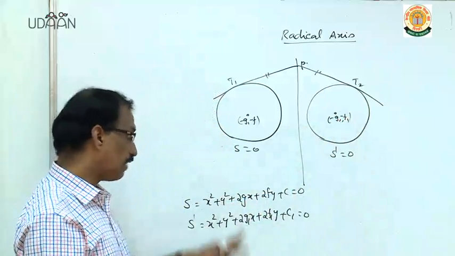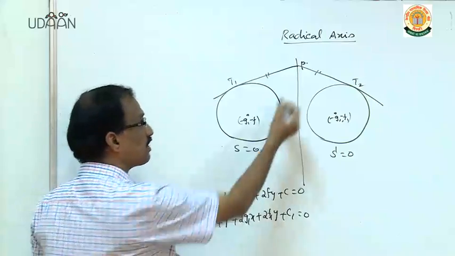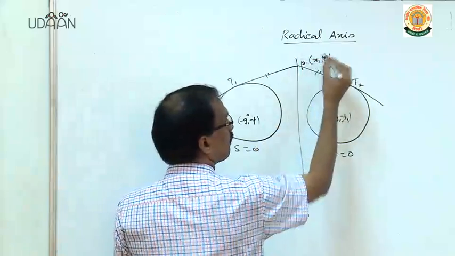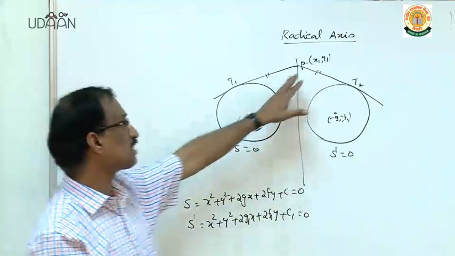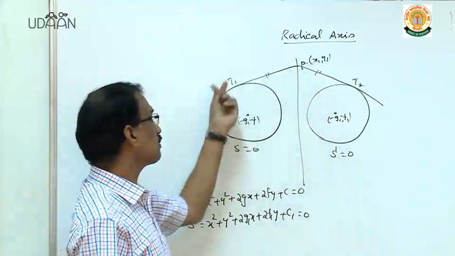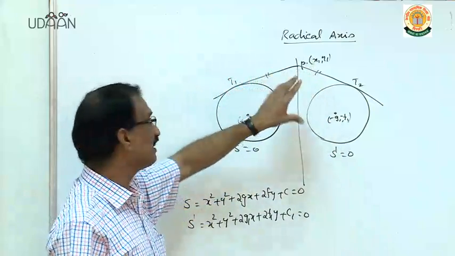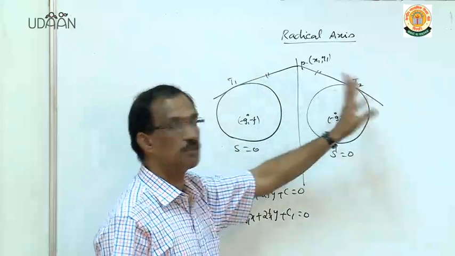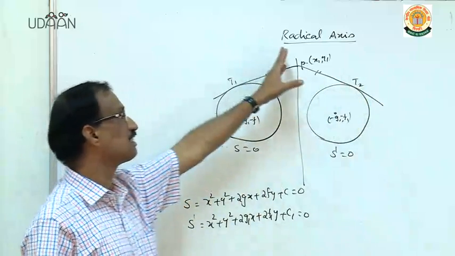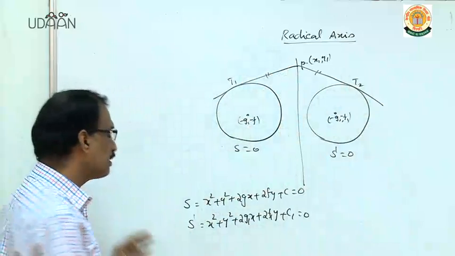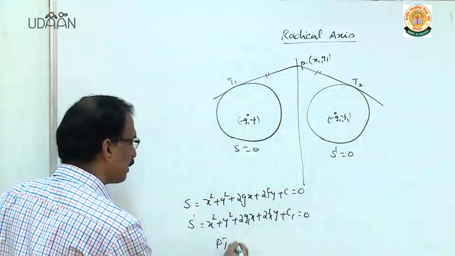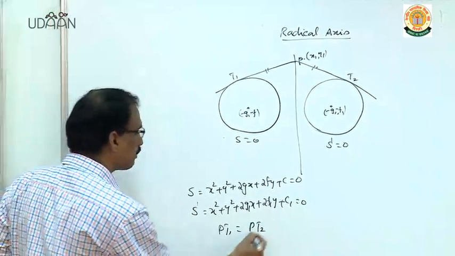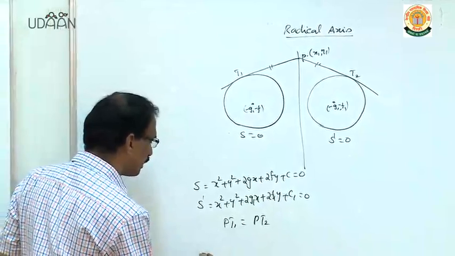Then what we have to find out? The tangents drawn from the point. Let us take this point P, x1, y1. If this is x1, y1, from this to this, what is the length of the tangent? We say PT1 equal to PT2, then only we say that this is lying on the radical axis. So, PT1 equal to PT2 means what you will get?